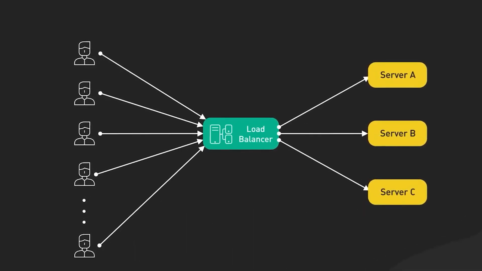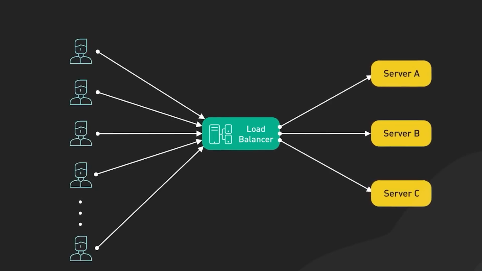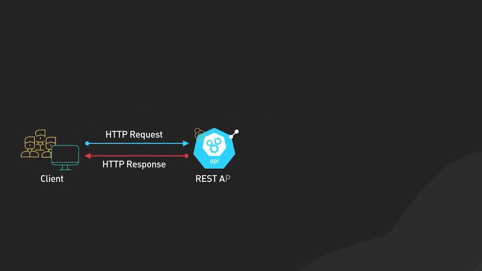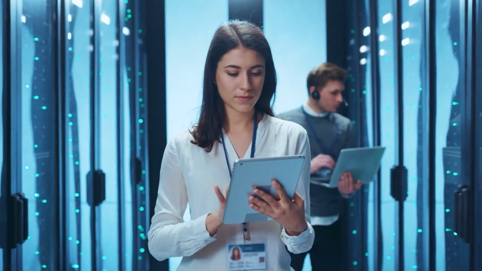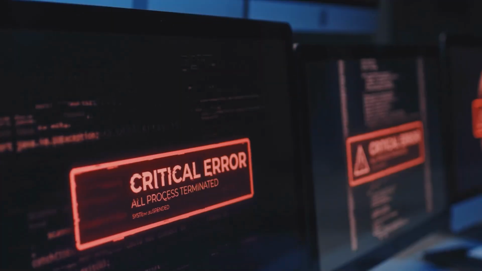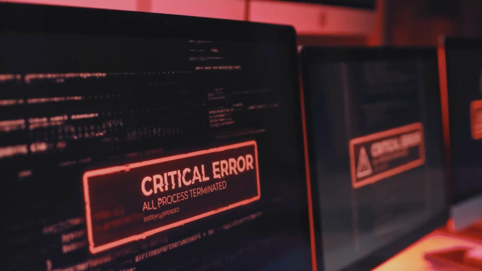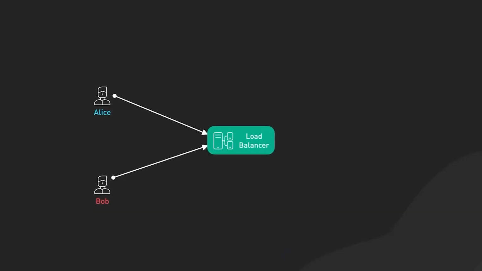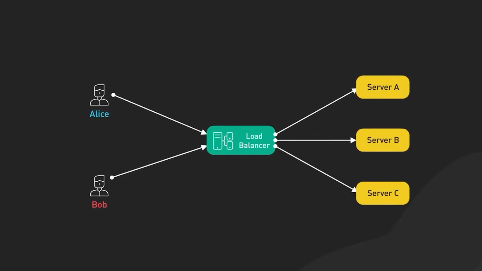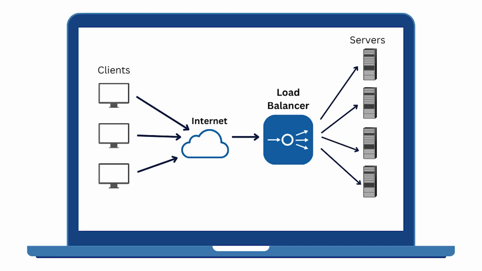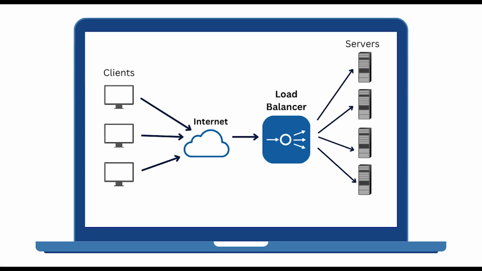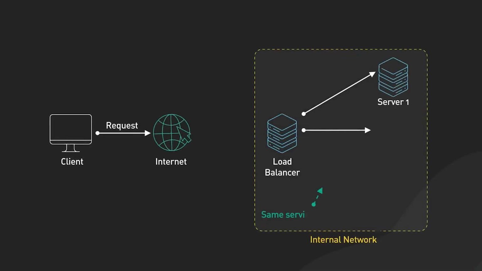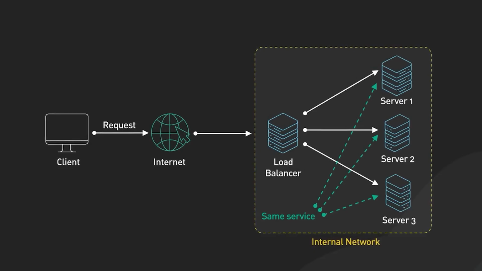Let's start with one of the most important servers in large-scale networks, the load balancer. Imagine a website getting millions of visitors per hour. If all that traffic hits a single web server, it's going to slow down, or worse, crash completely. A load balancer steps in and distributes incoming traffic evenly across multiple servers. It's like a digital traffic cop, making sure no single server gets overwhelmed. The result? Faster performance, more reliability, and no downtime.